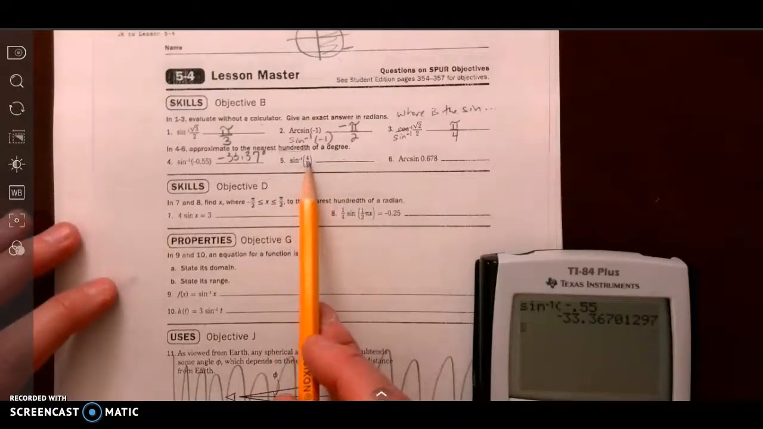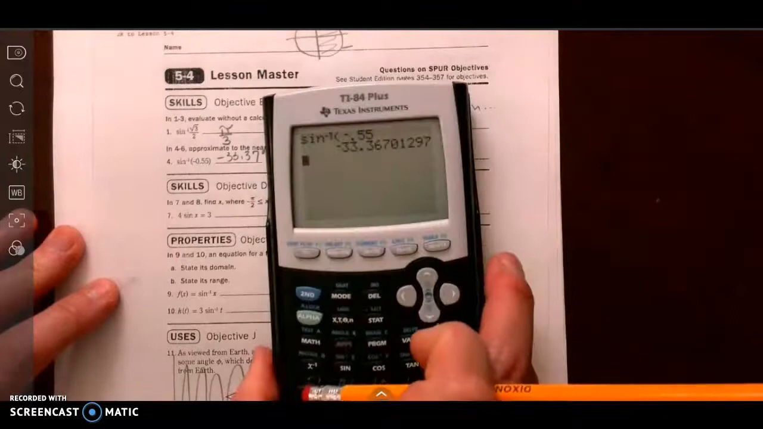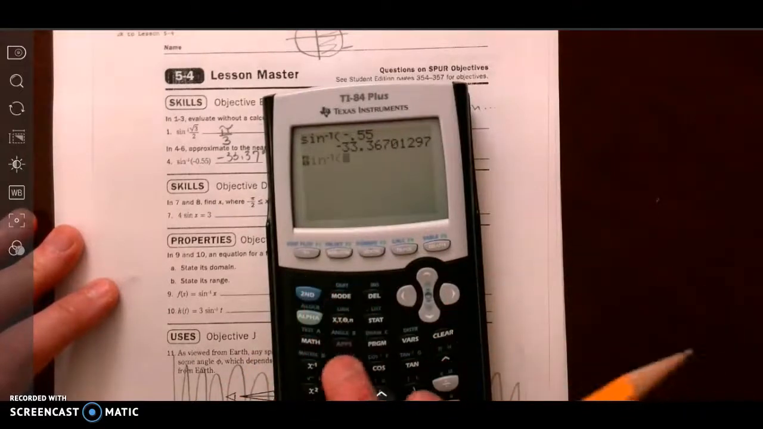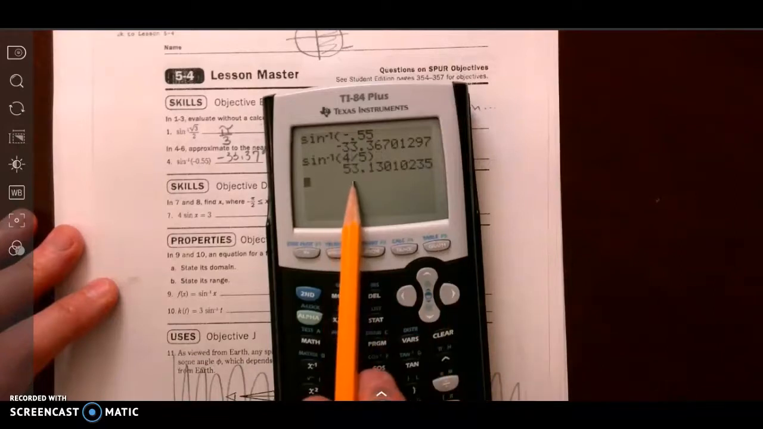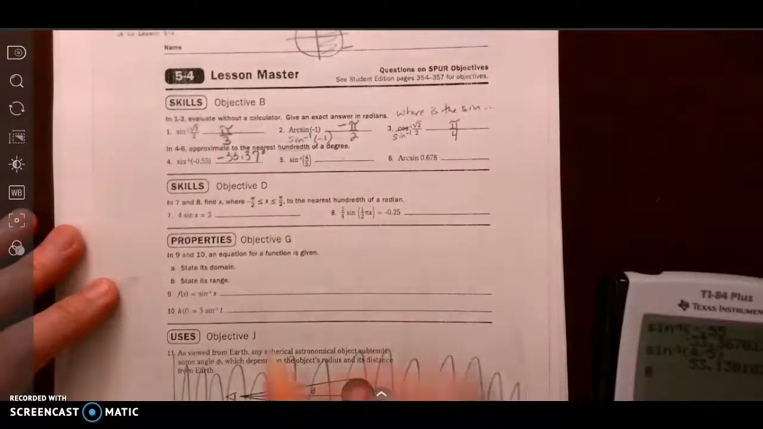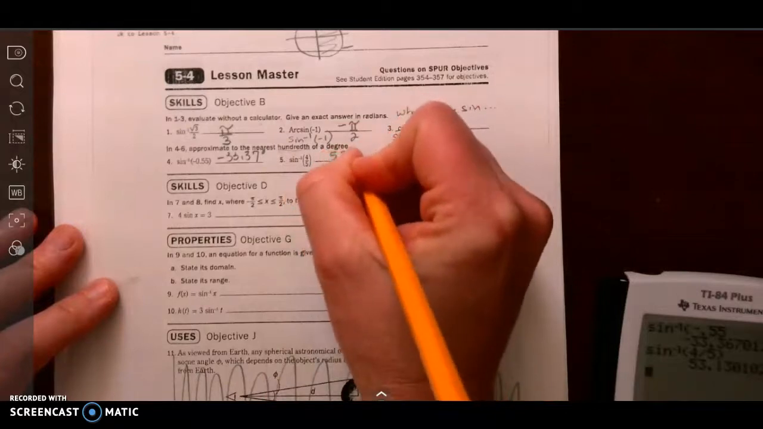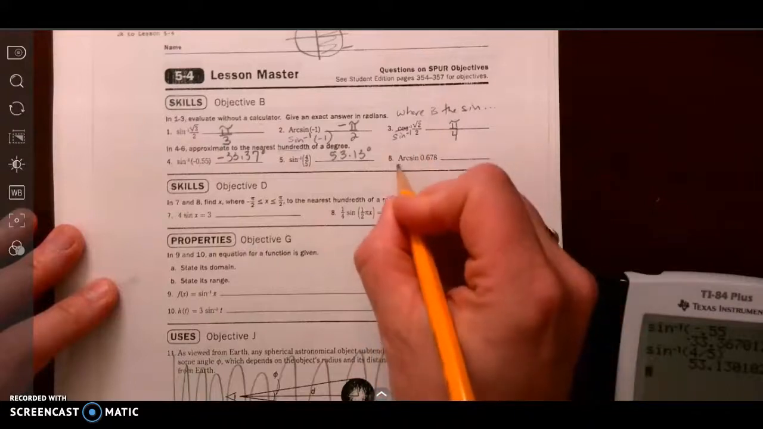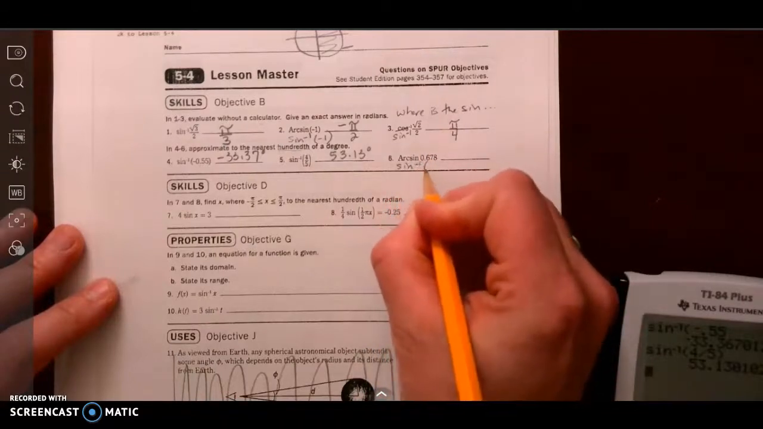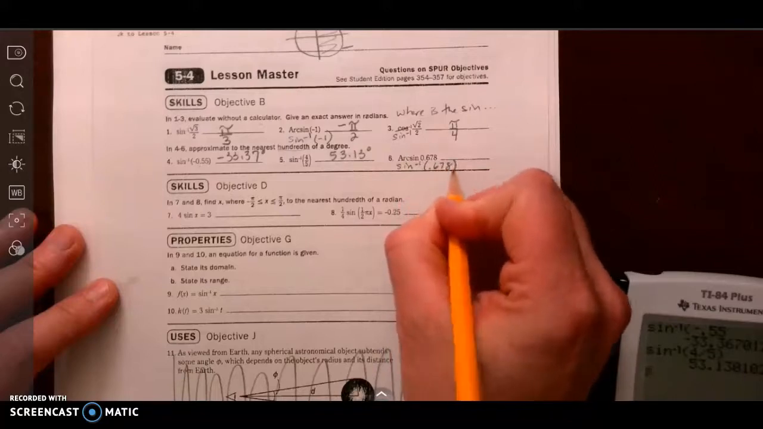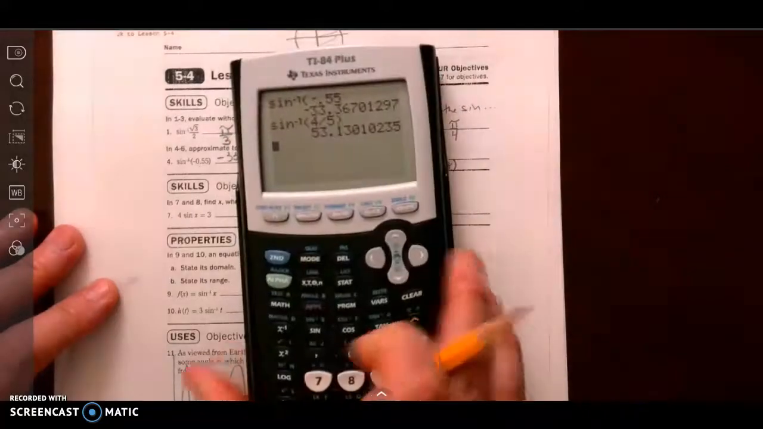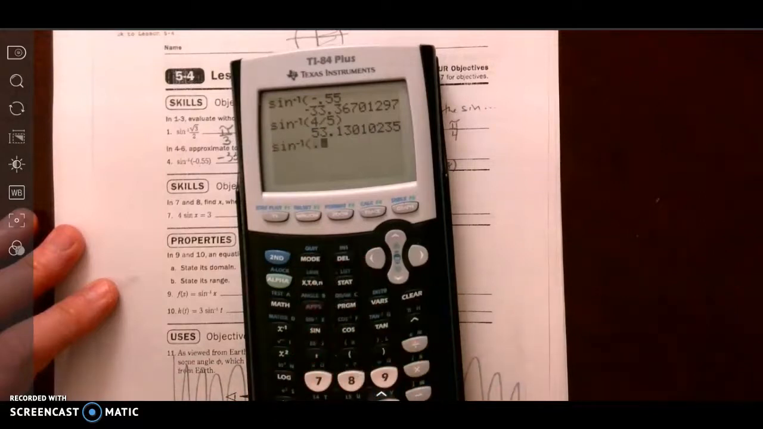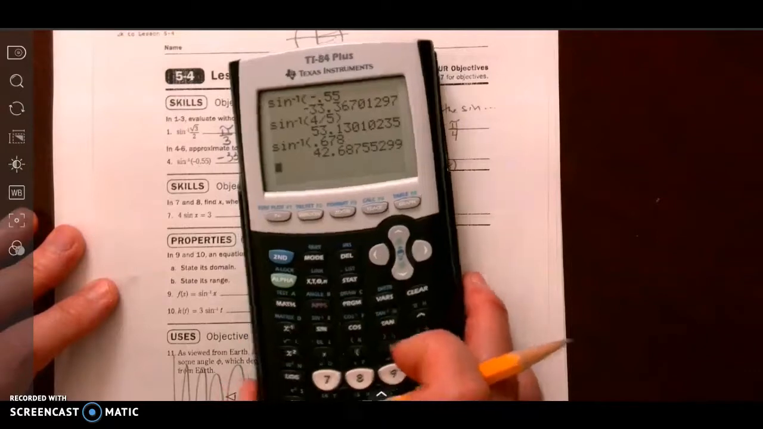All right, let's go to the next one. Inverse sine of 4/5. So inverse sine of 4/5, and I get 53.13 degrees. Lastly, I have arc sine, which remember means inverse sine of 0.678. Inverse sine 0.678, and I get 42.69 degrees.